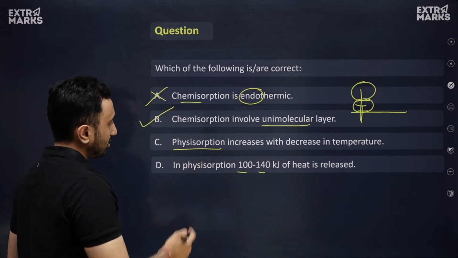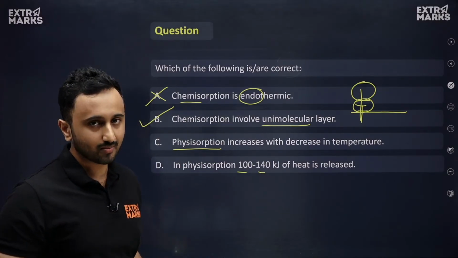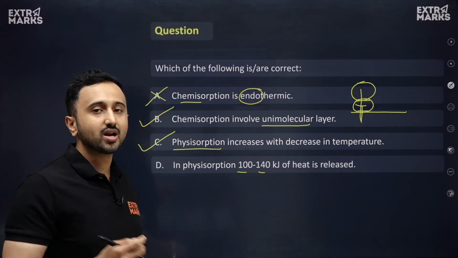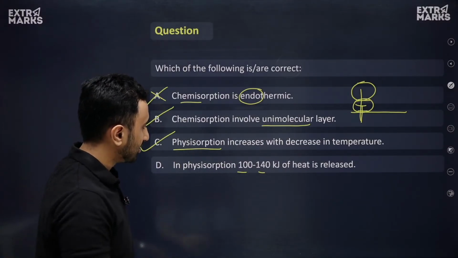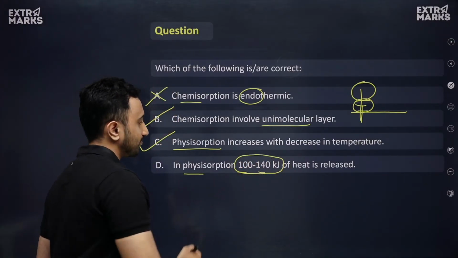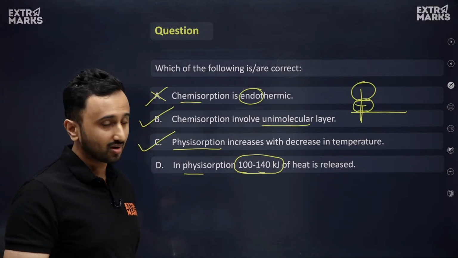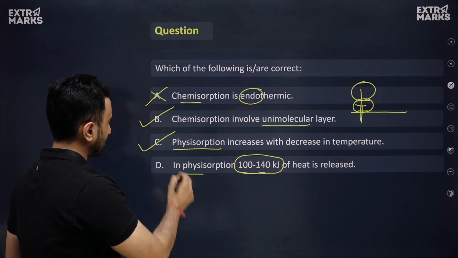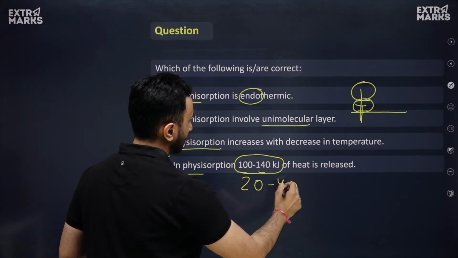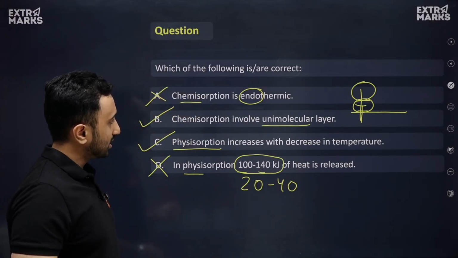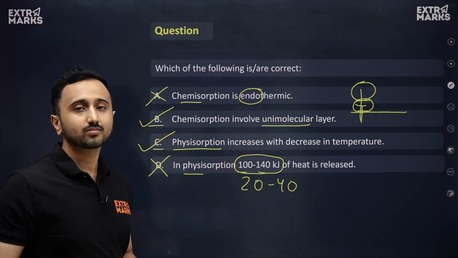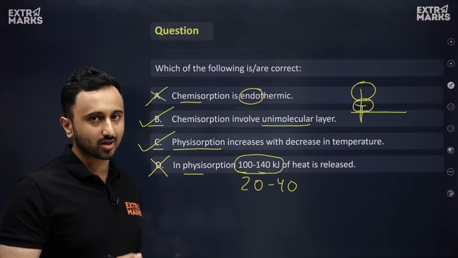Now let's move to C. Physisorption increases with decrease in temperature. Yes, this option is correct. And in physisorption, 100 to 140 kilojoule of heat is released. These values are fairly high, so this cannot be for physisorption. It could be possible for chemisorption, but this option will be incorrect. It is around 20 to 40 kilojoule, not 100 to 140. So the only correct options are B and C, right? A very simple question from surface chemistry.